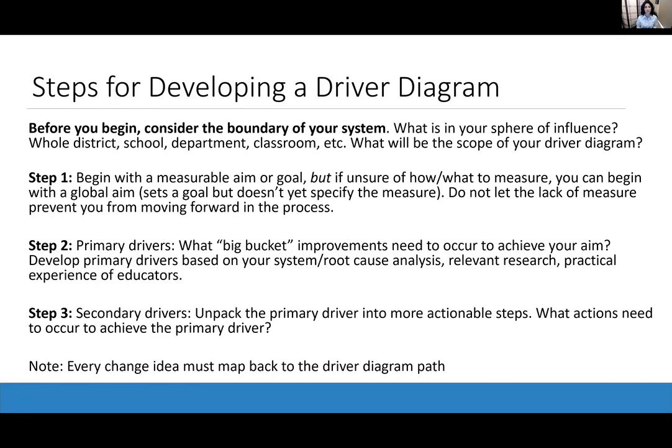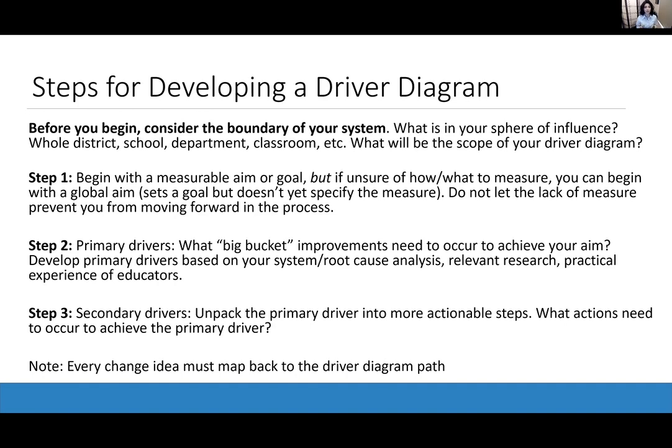What are the specific steps that you and your team could take? Well, first, consider the boundary of the system that you'll include in your driver diagram. Driver diagrams can be developed at different levels or grain sizes. So first, really consider what your boundaries are. What is within your sphere of influence? Then in step one, begin with a measurable aim. And even though your aim should be measurable, like a SMART goal, for example, it's also really important not to let the lack of a measure stop you from moving forward. You could begin with a more global aim and then develop the measure later.